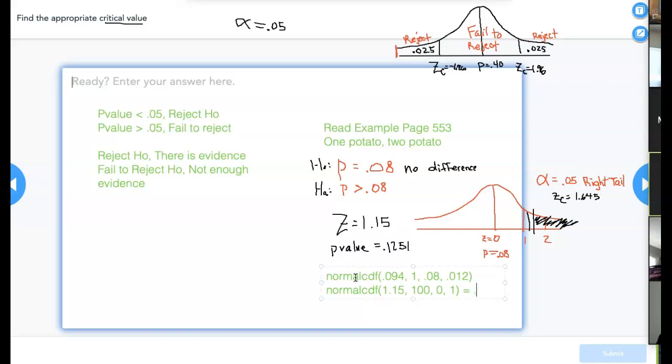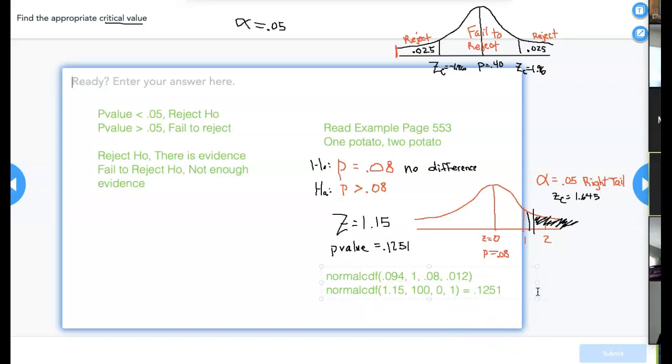Second vars. Well, 0.12507. Okay. 4 decimal places.